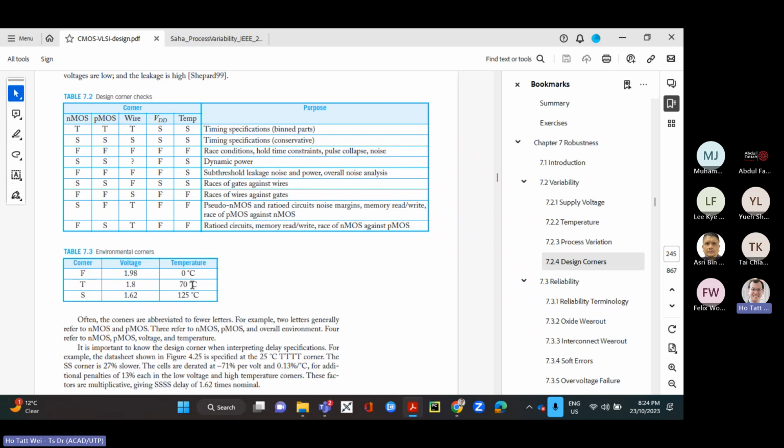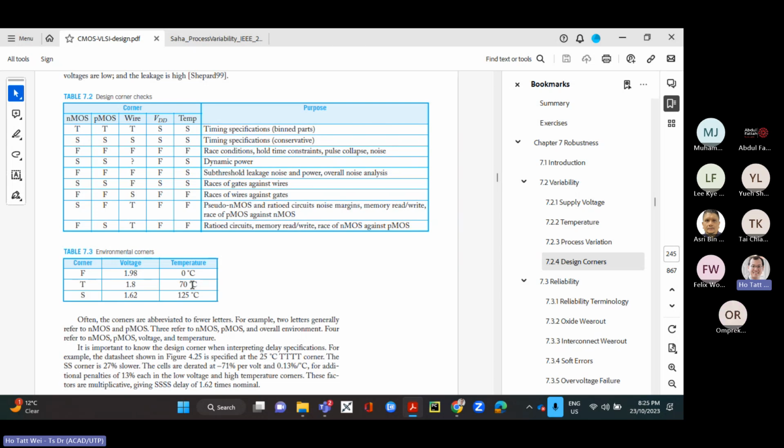Chips are actually expected to operate around 70 degrees Celsius because although the ambient temperature is like 30, 35 degrees, because of the current going through the device, there's local heating. That local heating can raise the junction temperature of the MOSFETs to pretty high, starting from 70 degrees, and at the slow corner, the high temperature is about 125 degrees Celsius. So usually your IC is rated to operate within a certain temperature range.